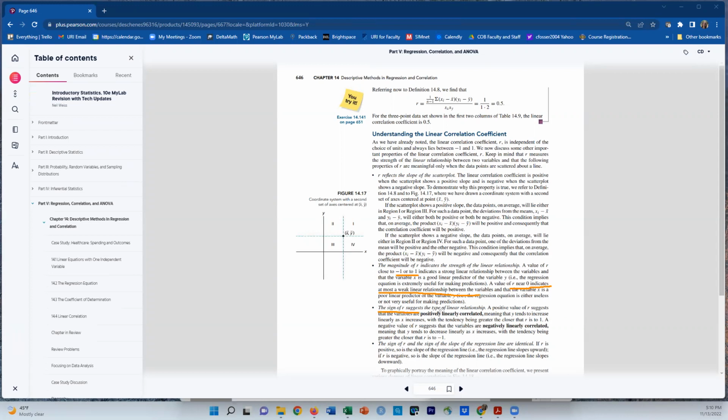The sign of R suggests the type of linear relationship. So if it's a positive R, it's positively linearly correlated. If it's a negative R, it's negatively linearly correlated. The sign of R and the sign of the slope of the regression line are identical. Again, we are not discussing regression lines, but it's a very related topic to this.